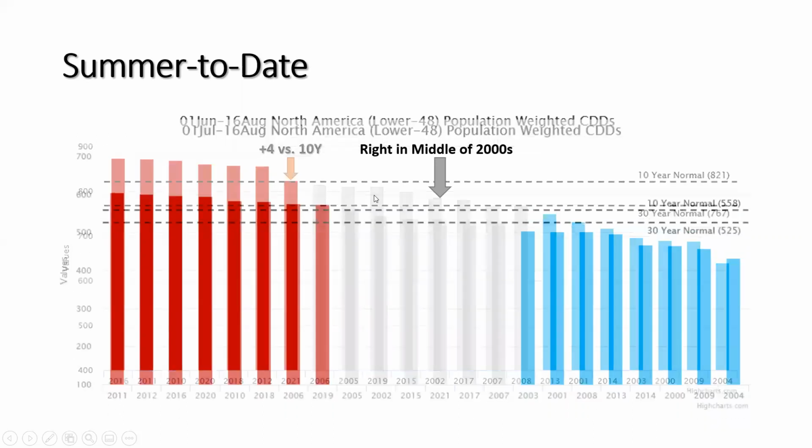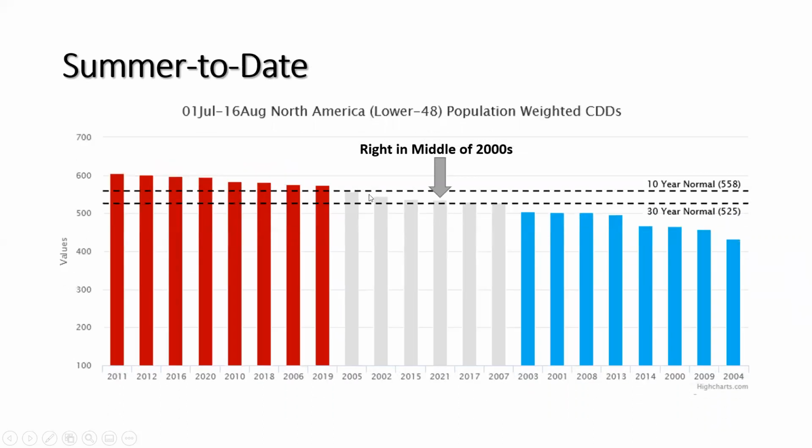Now, if you do July 1st to August 16th more recently, then you're right in the middle of the 2000s here, and 2021's right in the middle. These are, like I say, all the 2000s, so it's not too cool and not too hot. It's not been too crazy, I guess, in the second half of the meteorological summer.